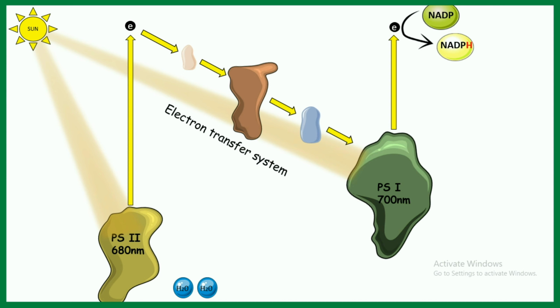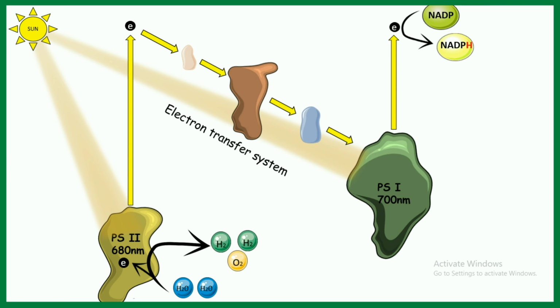This array of molecules through which the electron passes is known as the electron transfer system, or in short the ETS. At this point of time, as the electron jumping out of PS2 was not returned to PS2, electron deficiency is created in PS2. This electron deficiency is met up by lysis of water molecules to give oxygen and hydrogen, and in this process the released electron is taken up by PS2 to meet up its electron deficiency.